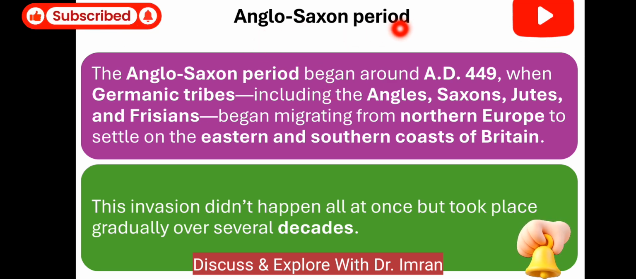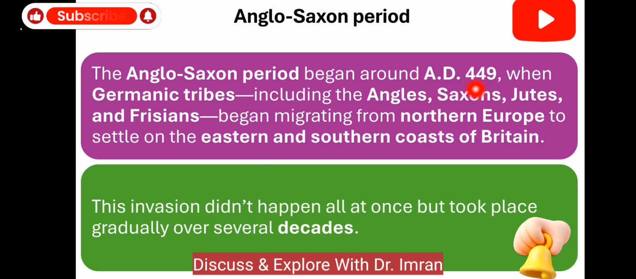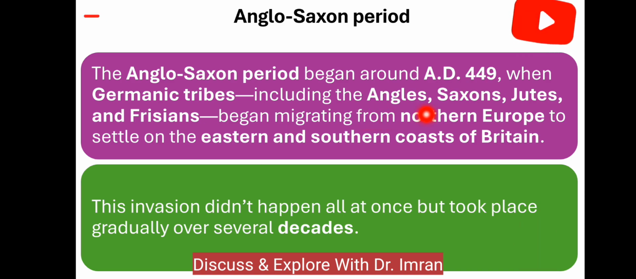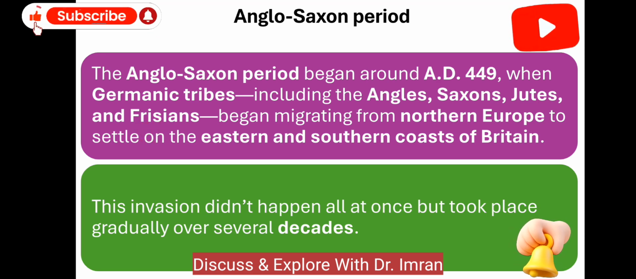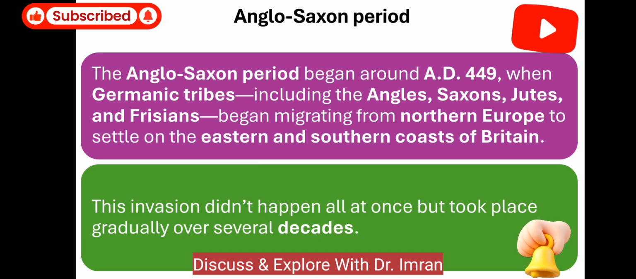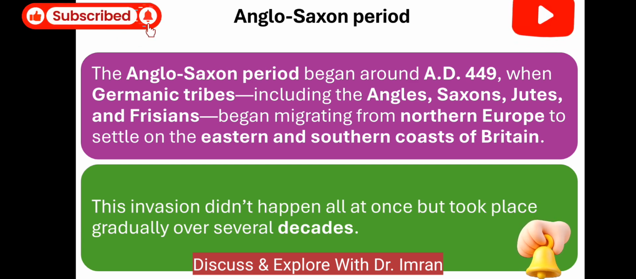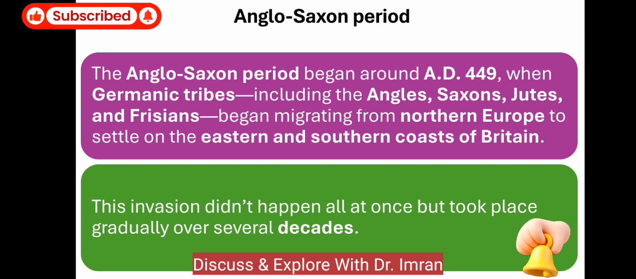Anglo-Saxon period. The Anglo-Saxon period began around 449, the middle of the 5th century, when Germanic tribes such as Angles, Saxons, Jutes and Frisians invaded and settled in different parts of Britain. But remember that these settlements did not happen in a day; it took decades, right?